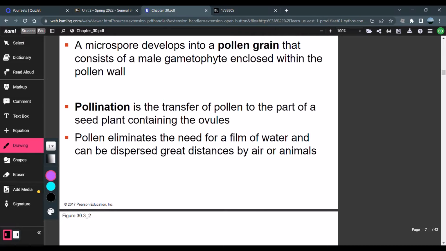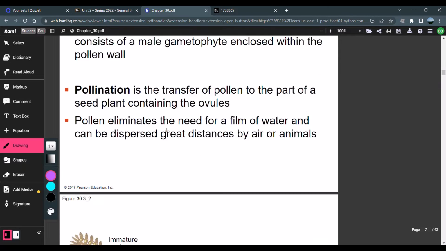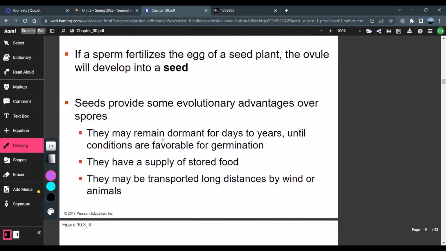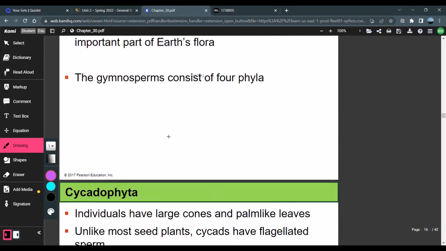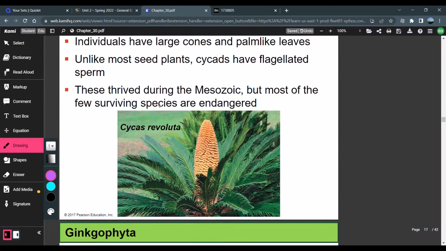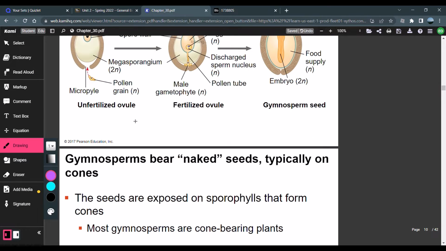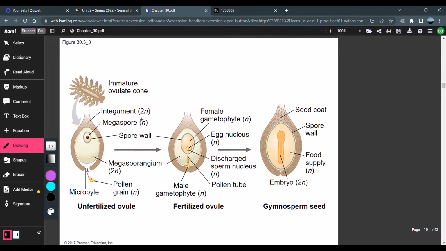Although, I forgot to mention this, some gymnosperms retain flagellated sperm, but angiosperms have lost it. Ginkgophyta have flagellated sperm, yes, and cycads also have flagellated sperm. So the Ginkgophyta and the Cycadophyta have flagellated sperm.